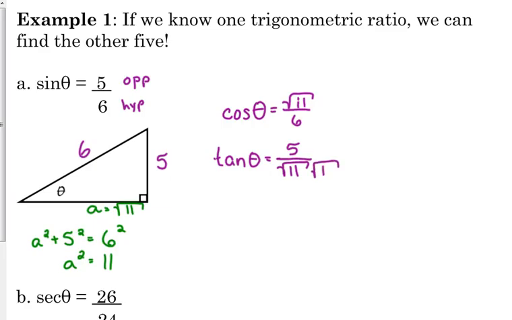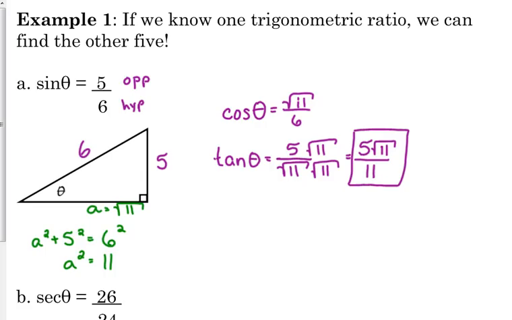So let's rationalize that denominator. Get rid of that square root of 11 in the bottom. So we get 5 square roots of 11 on top, and the square root of 11 times the square root of 11 is 11. Okay, so that's really how you should write that tangent ratio right there. Don't leave square roots in the bottom.